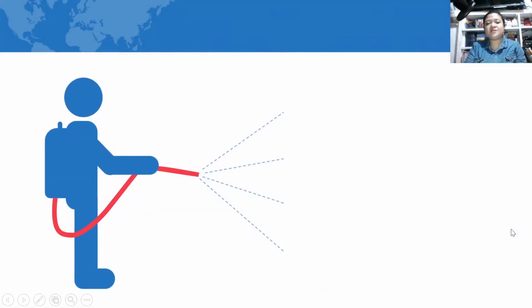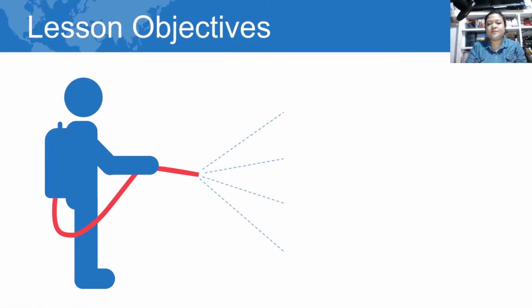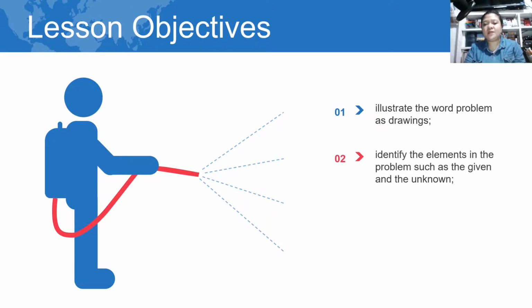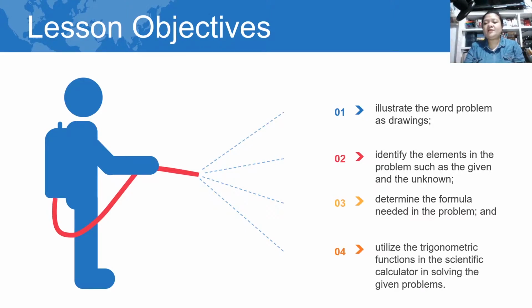Okay, para sa lesson na ito, ang ating mga learning objectives. Number 1, illustrate the word problem as drawings. Number 2, identify the elements in the problem such as the given and the unknown. Number 3, determine the formula needed in the problem. And number 4, utilize the trigonometric functions in the scientific calculator in solving the given problems.